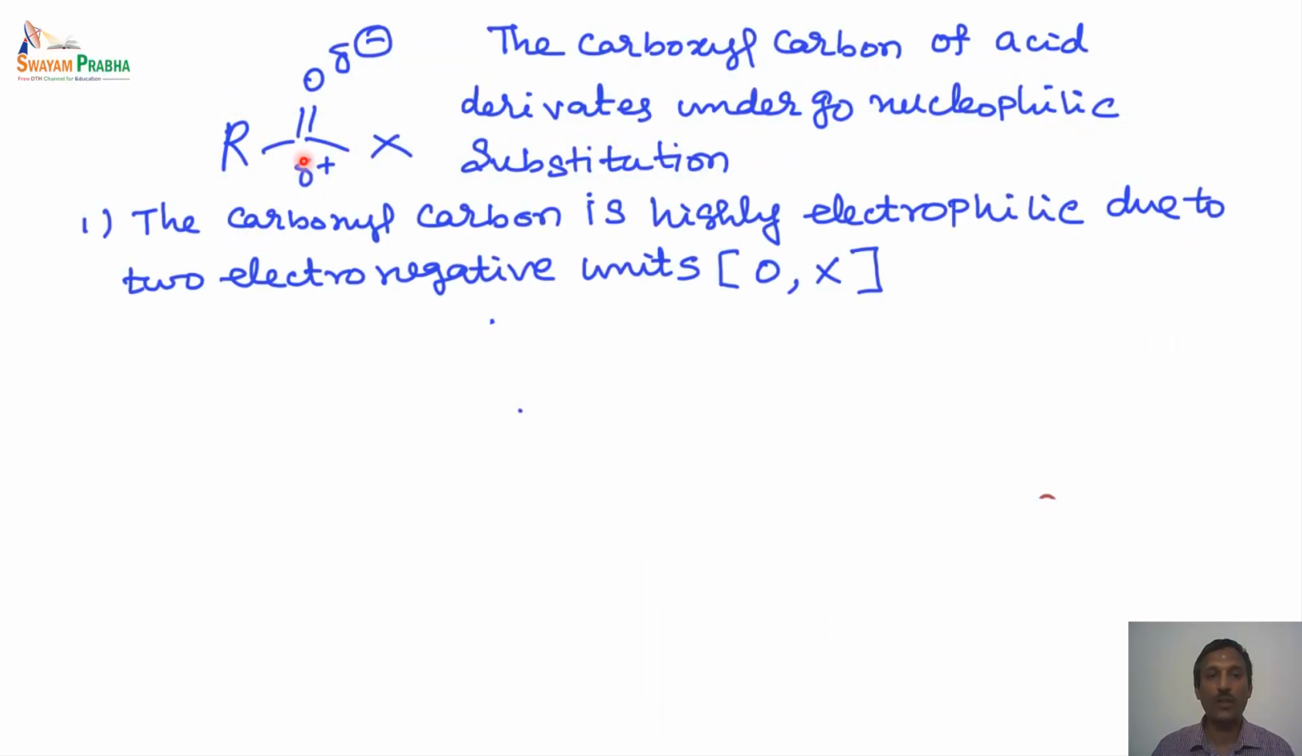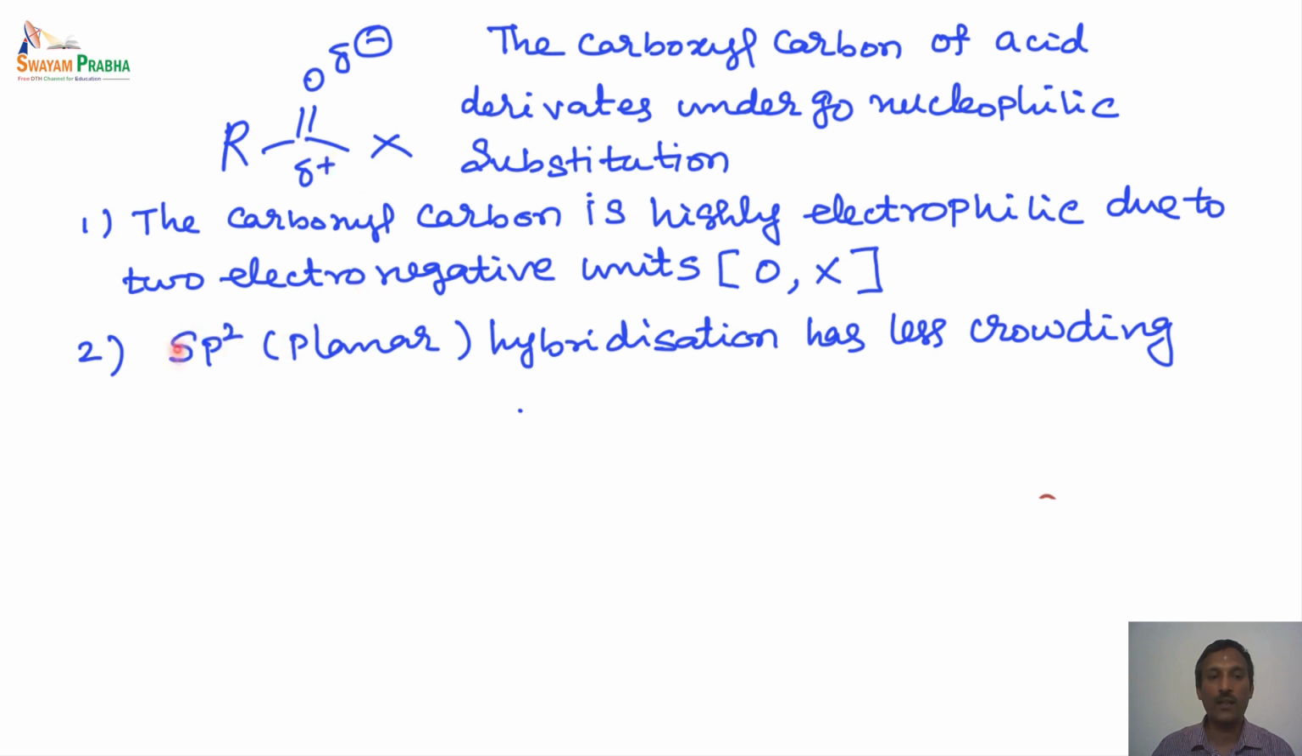So the carbonyl carbon is highly electrophilic due to two electronegative units. Because there is one oxygen which is electronegative, there is another X or Z group which is also electronegative. That's the reason the carbonyl carbon becomes highly electropositive. So this favors substitution reaction.